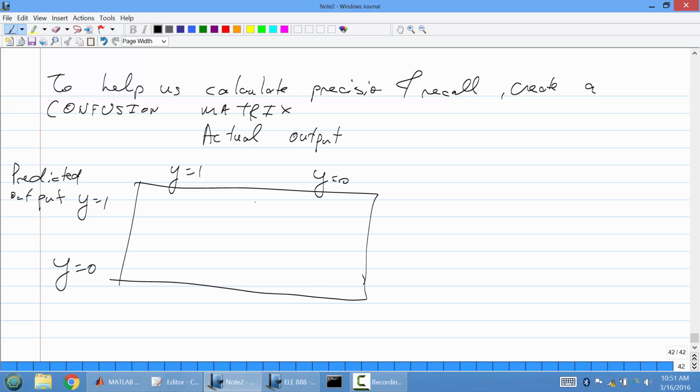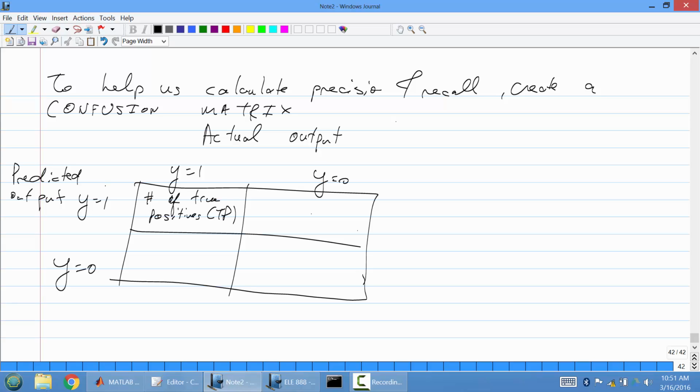Okay, so we can split this up into a 2x2 grid. If the predicted output and the actual output are the same, this is what's known as a true positive. So this is the number of true positives, which I'll call TP. Okay?